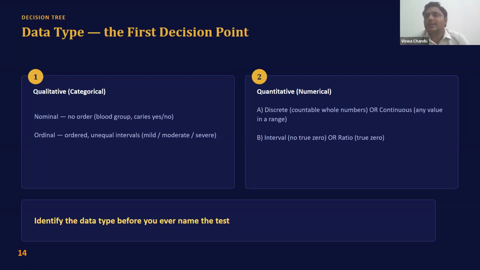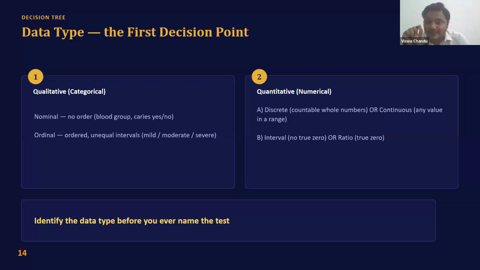And ratio, there is a true zero. Your DMFT score can be a good example. There is a true zero. When you say DMFT is 0, there is a true zero. And DMFT of 2 and 4: DMFT of 4 is exactly twice the DMFT of 2. So that is the ratio interpretation. But what I want you to understand is that when you are choosing a statistical test, this distinction between interval and ratio does not really matter because the statistical test remains the same.